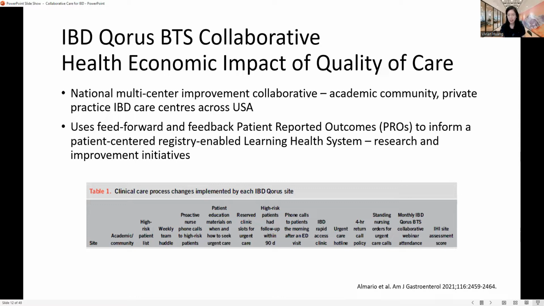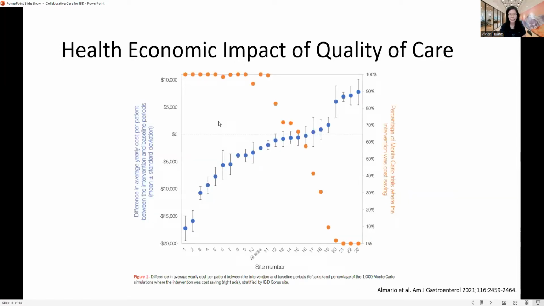Rapid access clinic, urgent care hotline, try to return clinical calls within 4 hours if they could. Standing nurse orders for urgent care calls so that if a nurse is answering or addressing the patient, they have the initiative to order certain tests and management. And then a monthly attendance at the collaborative webinar meetings. And what they showed is that this can reduce healthcare costs and improve the quality of care.